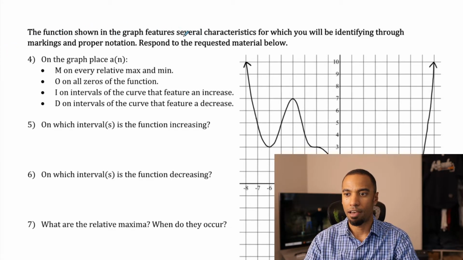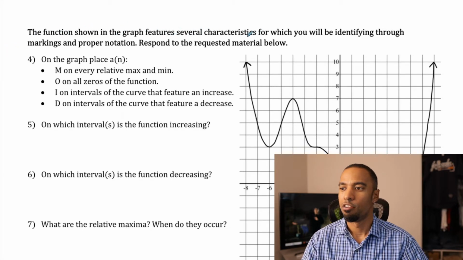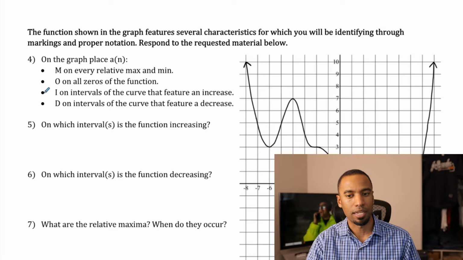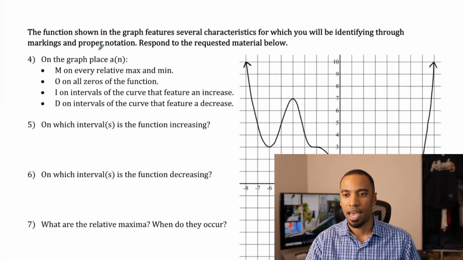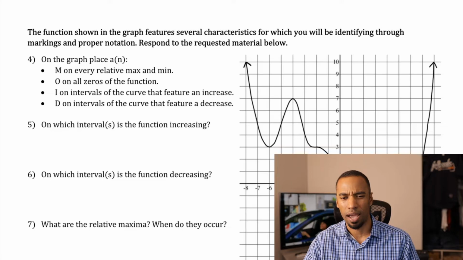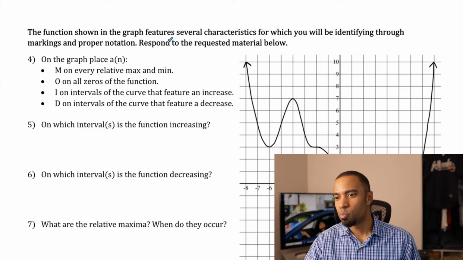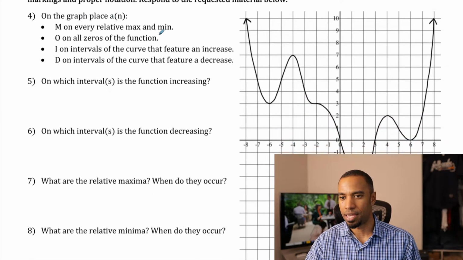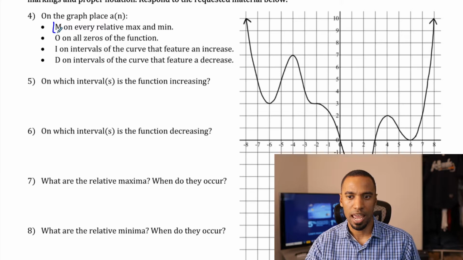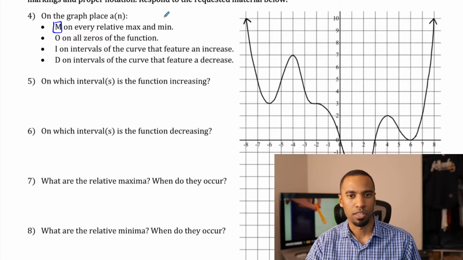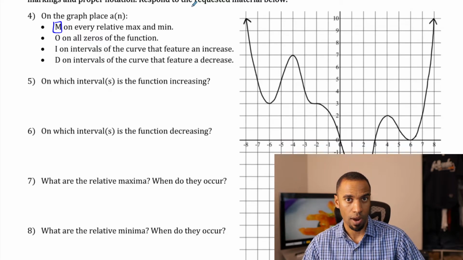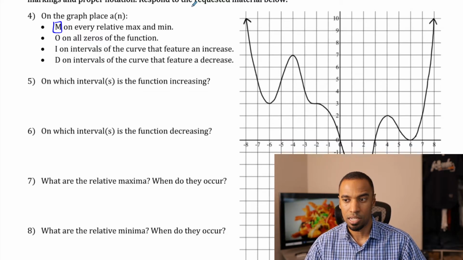The function shown in the graph features several characteristics for which you will be identifying through markings and proper notation. Number 4 is all about marking up the graph a little bit. I'll show you what I mean. And then numbers 5 through, I think, 9 do the rest of them. Respond to the requested material below. On this graph, we are going to place the following letters here. We're going to place an M on every relative max and relative min that we find on this graph. Now, a relative max and relative min are the locations where the graph changes direction from increasing to decreasing and decreasing to increasing.